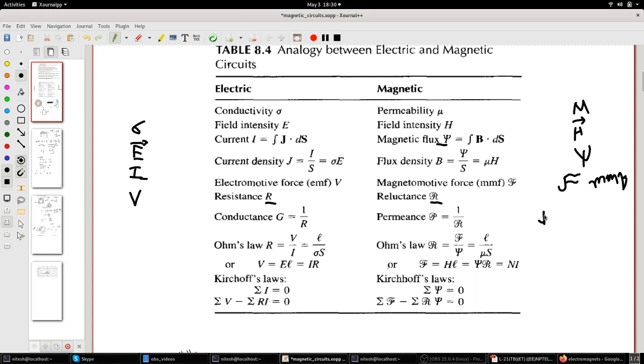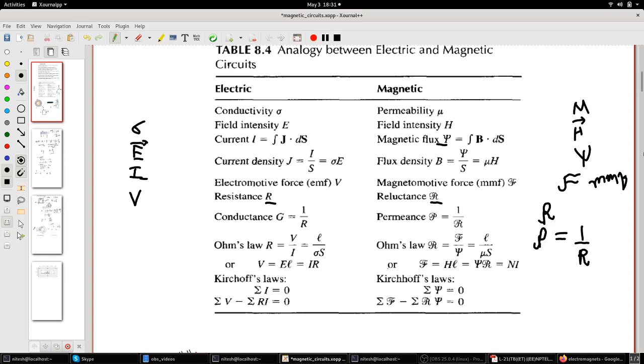We will look at what the math behind this is, and what quantities will be used to calculate it. Then the reciprocal of reluctance is called permeance. So we will just give this notation.